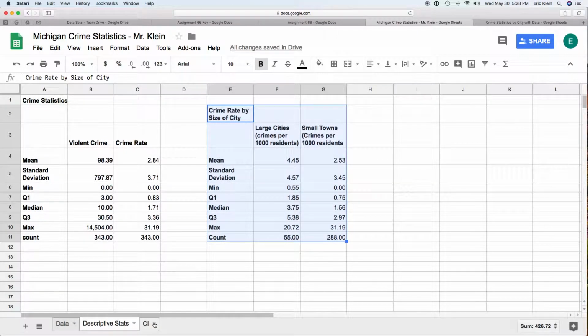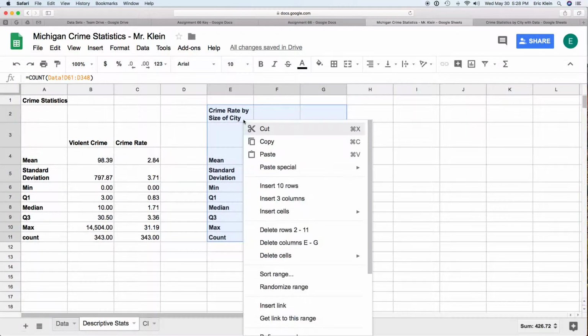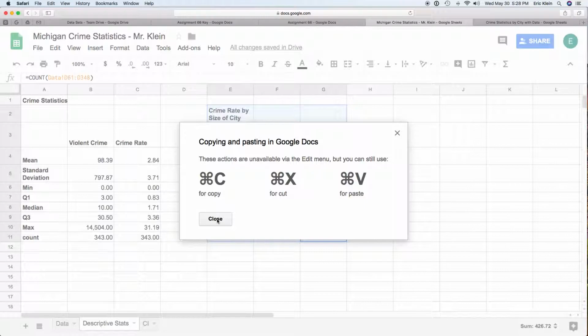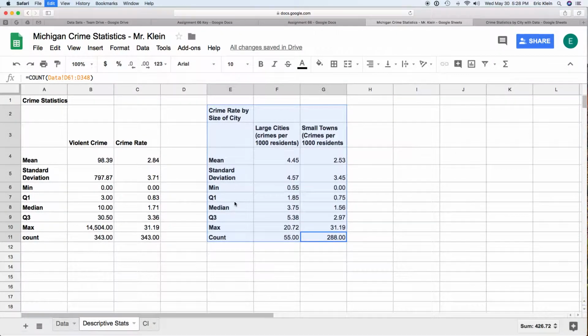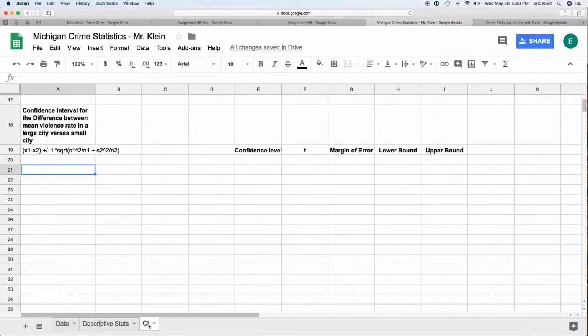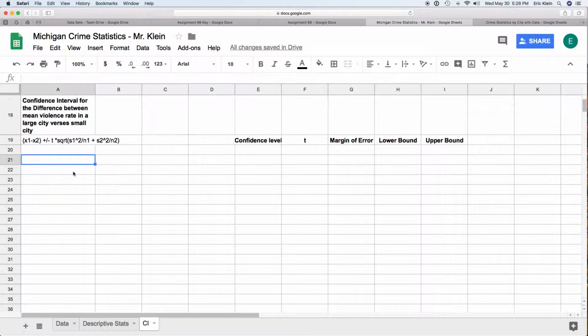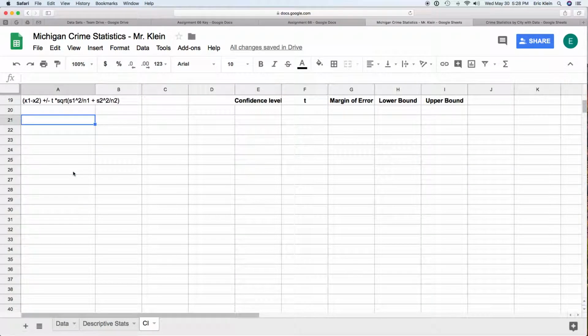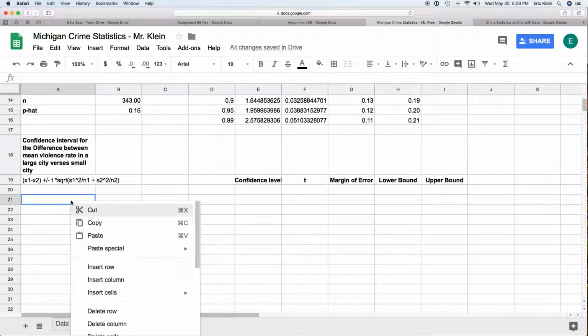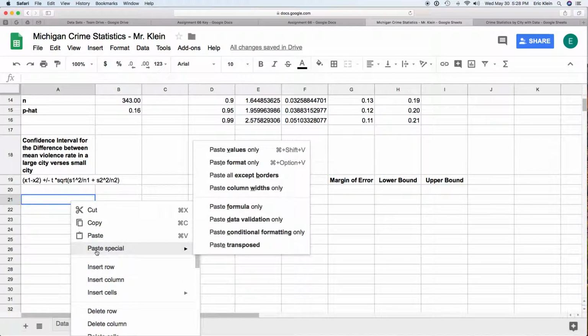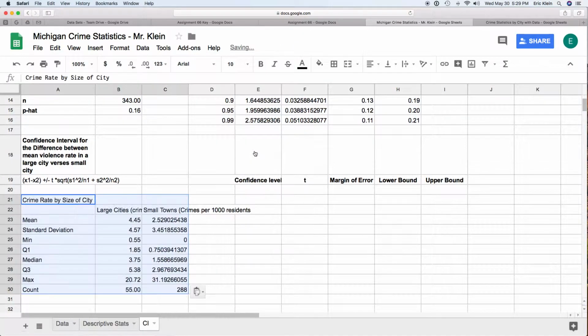We're going to go over to the descriptive statistics page, and there should already be crime rate by size of city, large cities, small cities. Take that whole thing and copy it. Now here's the rub. When you get here, you can't just paste it because it's formulas. It's not numbers, it's formulas. So what you're going to do instead is go to Paste Special. And then here we're going to paste the values only.